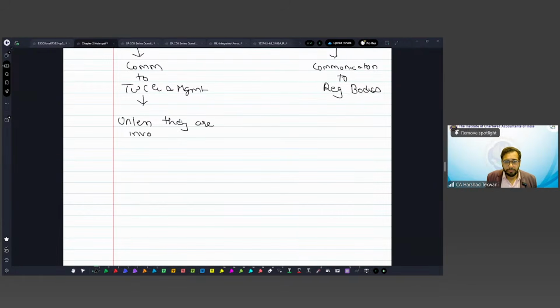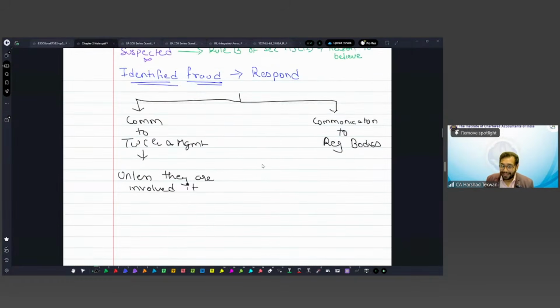If the management itself is involved in the fraud, then there is no need to communicate with them. If I communicate at that point in time, they will get alerted. They may try to destroy the evidence, hide the tracks. That's why I need to think whether management is involved in this fraud. If yes, then I may not communicate to the management. I may communicate to the regulatory bodies straight away.